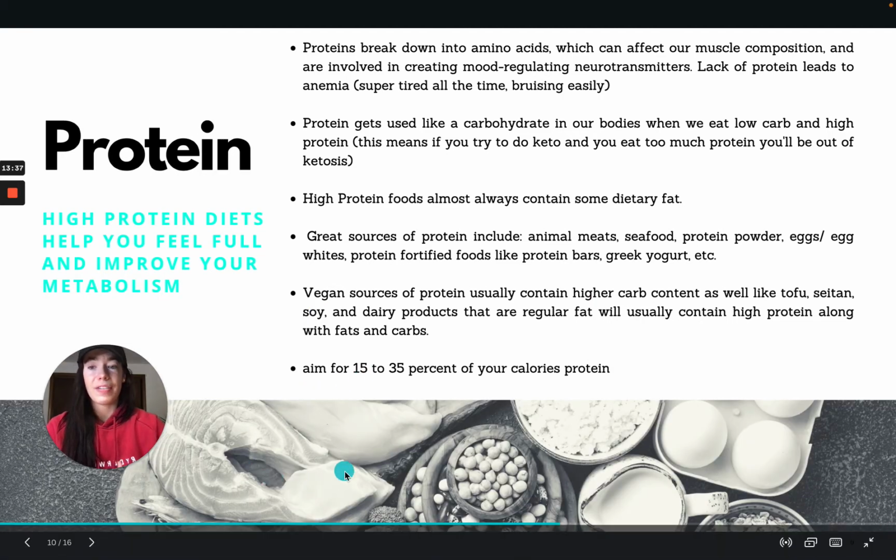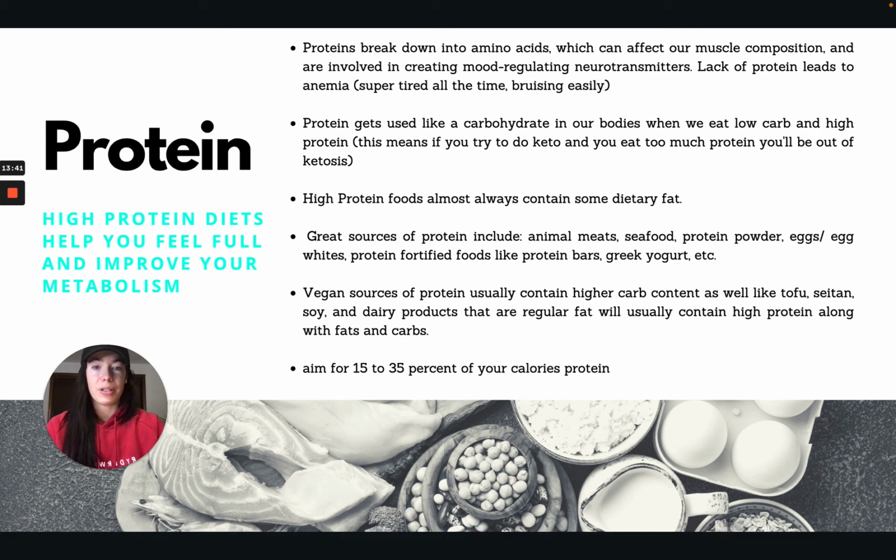So having a high protein diet is going to help you to feel full, and it improves your metabolism because we're going to use that protein to build muscle, right? So proteins break down into amino acids, which can affect muscle composition, and it's involved in creating mood-regulating neurotransmitters. So think serotonin. We need that. Lack of protein leads to anemia, so if you feel super tired all the time or bruise easily, probably need more protein in your diet.